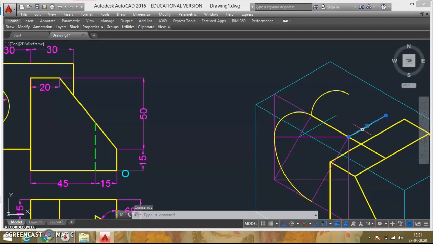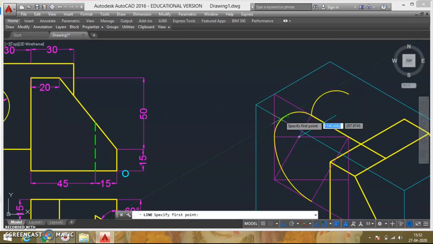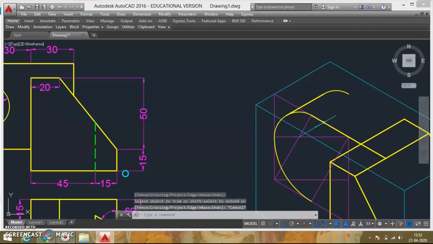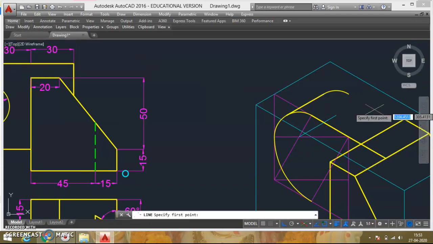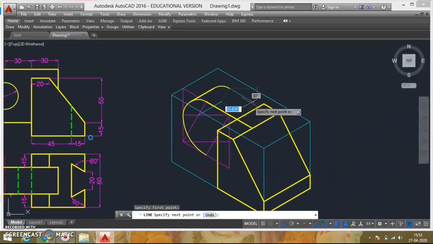So once it is done, you can draw a line which will be joining the tangent points, the quadrant points of both the circles, to get this line. Then the lower inner part of the circle can be removed. So this you can just remove. Once it is done, then you will again draw this line here as well. So I'll take a line command, and from here I'll come on this side for 60 mm.